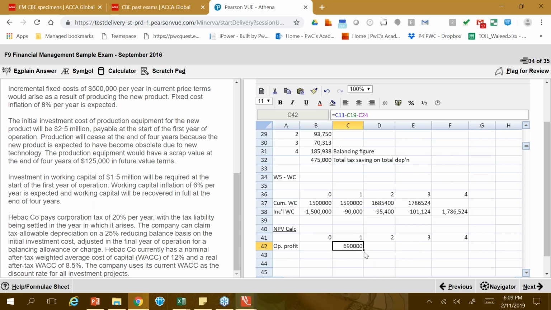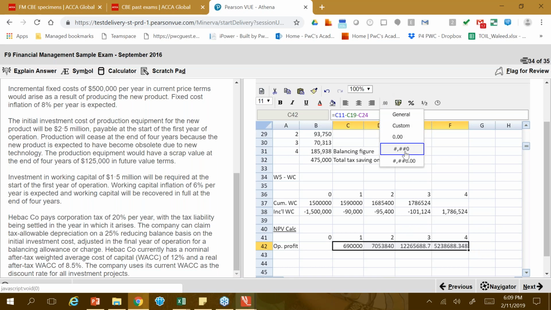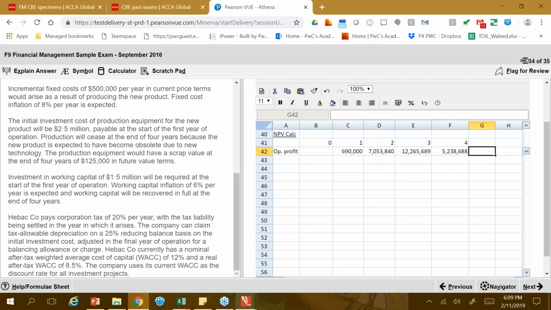What I can do is just drag this forward, and it will fill in all the values for the remaining years. And now I've got my operating profit here, and I can show it using the separators. This is my operating profit for the 4 years. No additional marks here because marks would have been computed on the workings already.